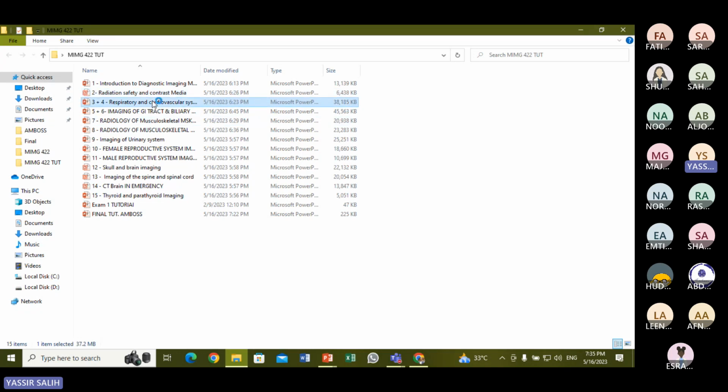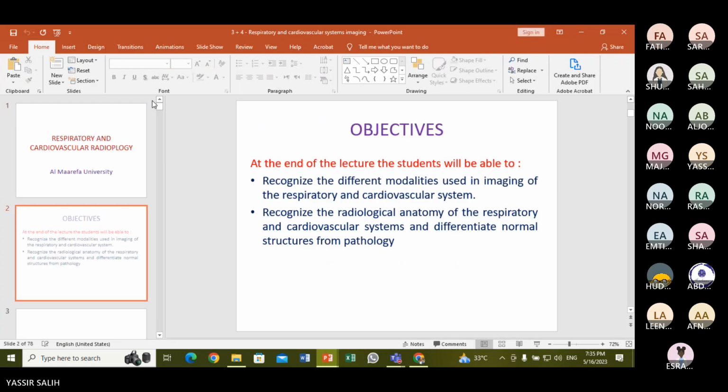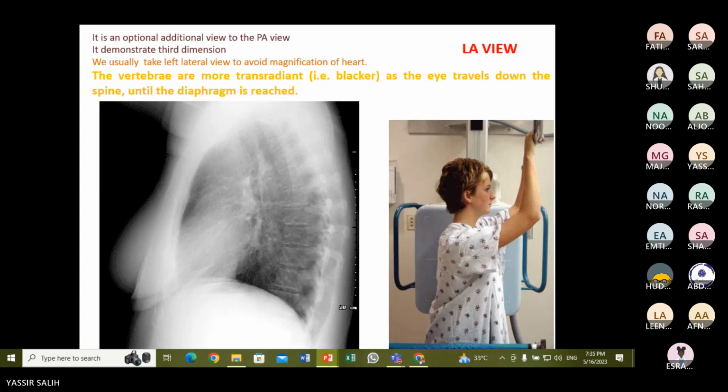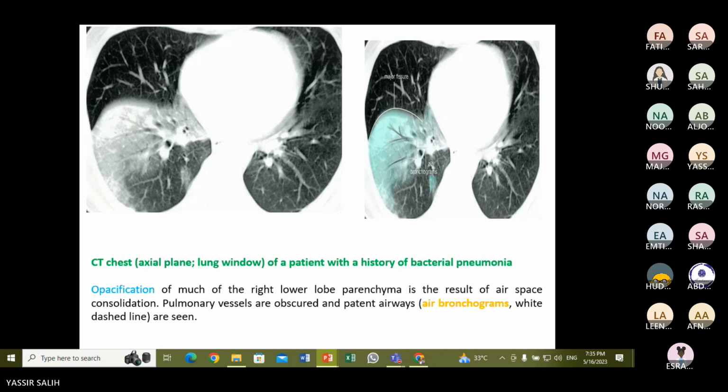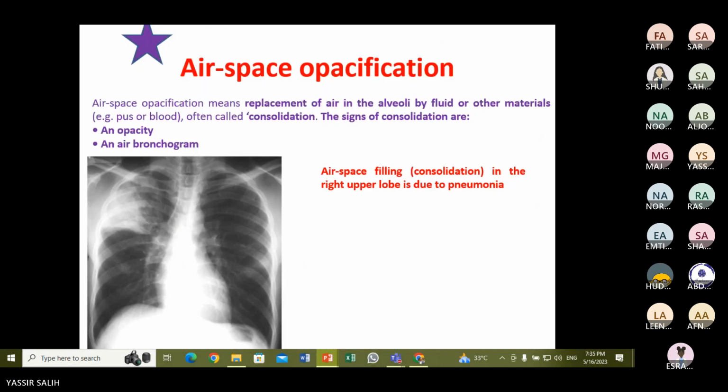The next one is respiratory and cardiovascular. Airspace opacification or consolidation. What are the signs of consolidation? When we say consolidation, we must have certain signs. Opacity and air bronchogram. An opacity means a white area, but with an air bronchogram, which is the streaky lucency within the opacity. Opacity with air bronchogram we call consolidation.